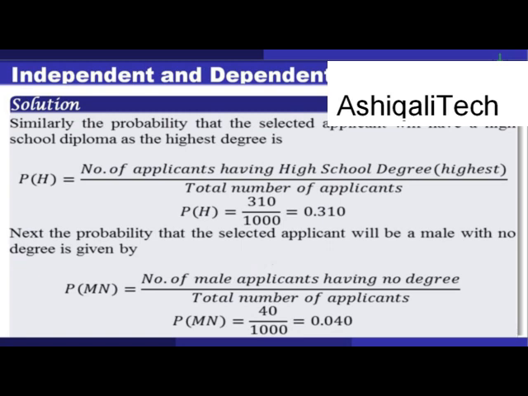Next, the probability that the selected applicant will be a male with no degree is given by probability of Mn. That is, probability of a male with no degree, and it will be given by the number of male applicants having no degree divided by the total number of applicants. So this will be equal to 40 divided by 1000, and it is equal to 0.040.